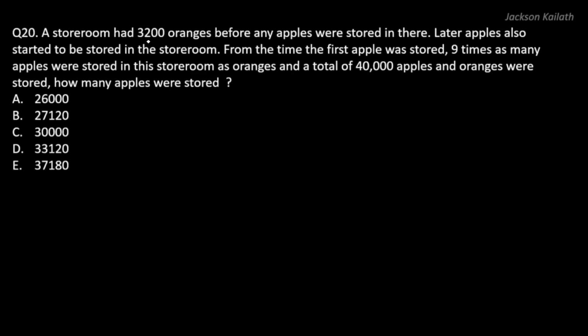A storeroom had 3,200 oranges before any apples were stored in there. Later, apples also started to be stored in the storeroom. From the time the first apple was stored, 9 times as many apples were stored in the storeroom as oranges, and a total of 40,000 apples and oranges were stored. How many apples were stored?